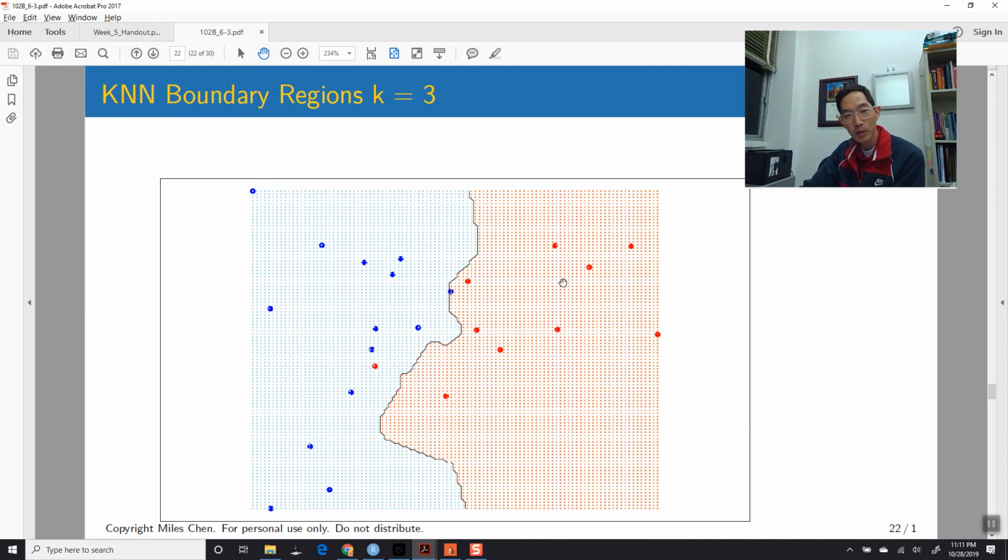And so basically every single dot, this whole grid got calculated, and it asked what are the 3 closest ones, and classified as red or blue. And then here it is for k equals 5, and at k equals 7.